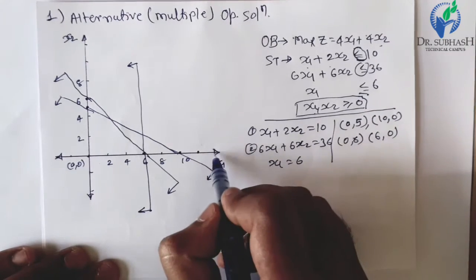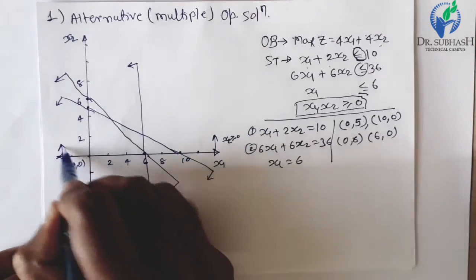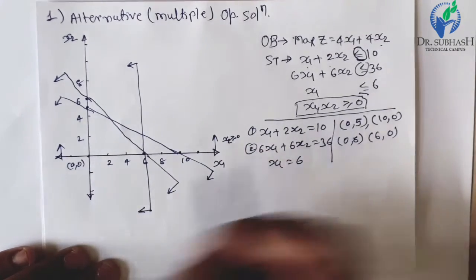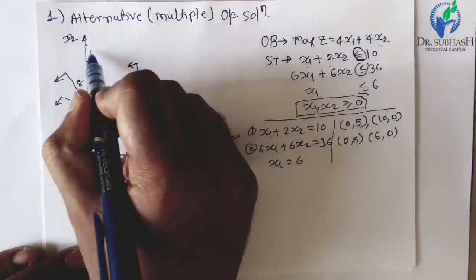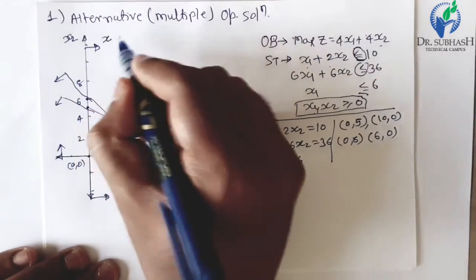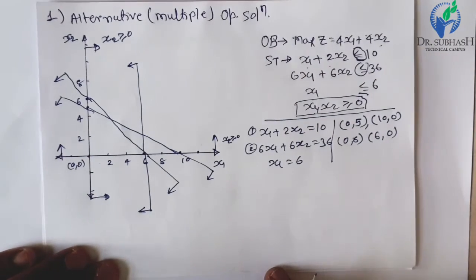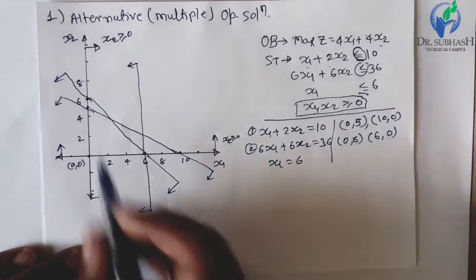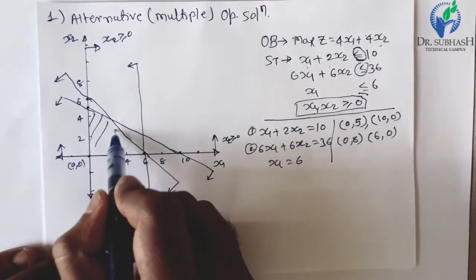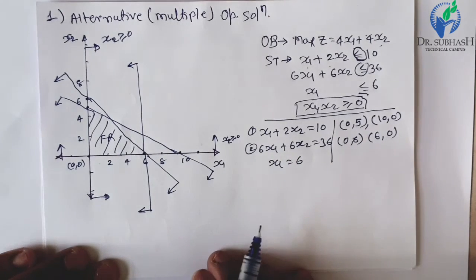So, for x2 is greater than or equal to 0, the constraint is here. So, this region, and for x1 is greater than or equal to 0, this region, and it is itself an axis. This is for x2 is greater than or equal to 0. So, the region or feasible region which satisfy all the constraints is here. This is the feasible region for this problem.